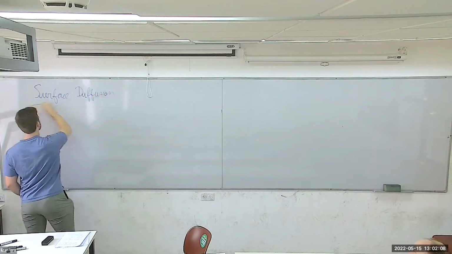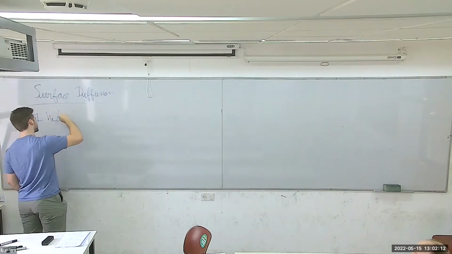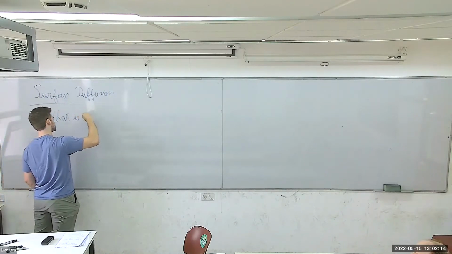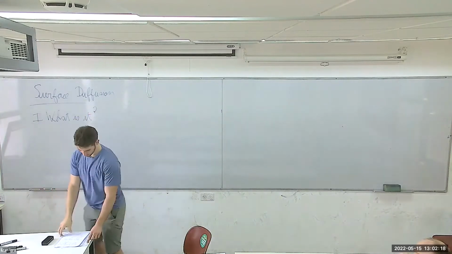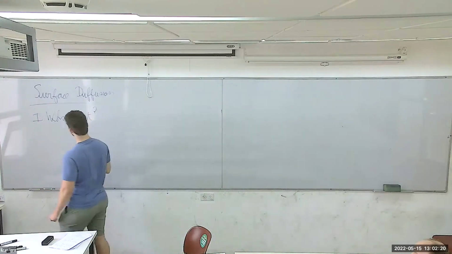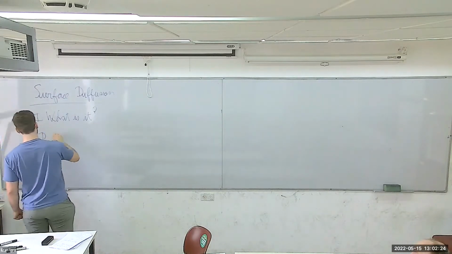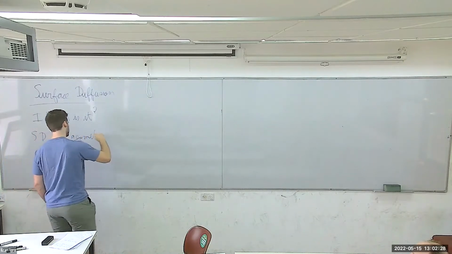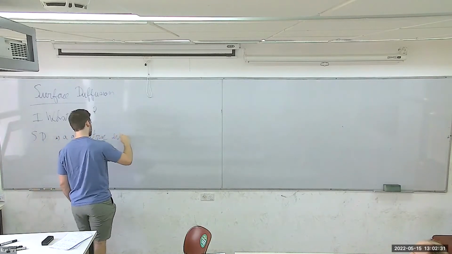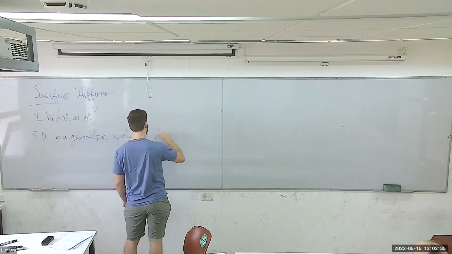Okay. So the first part is, what is it? I might write SD instead of surface diffusion. Is a geometric evolution problem defined as follows.